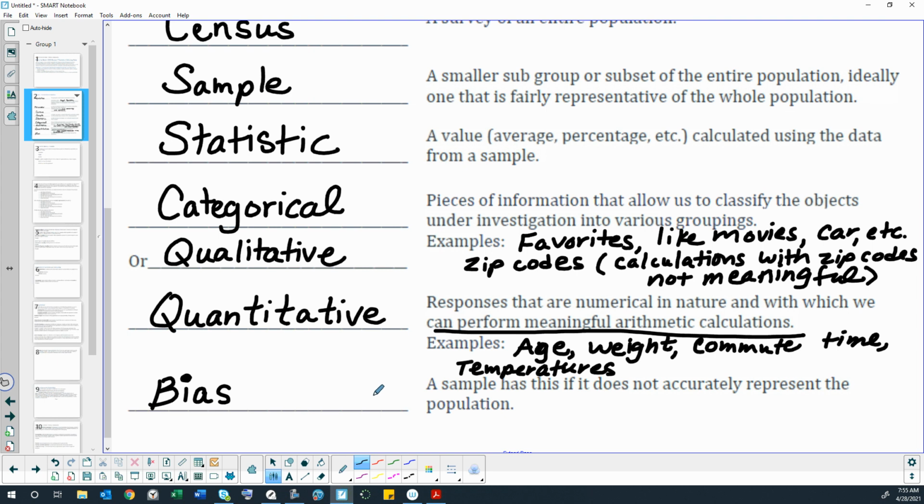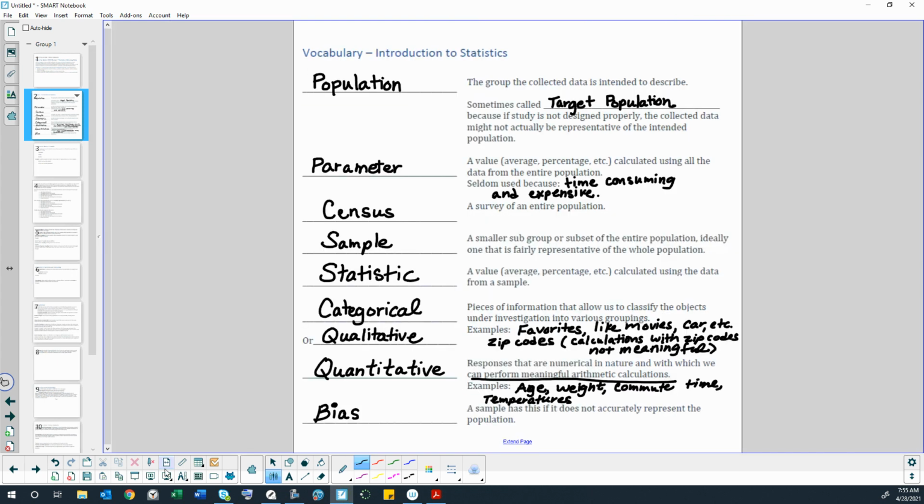Okay, any questions on any of these vocabulary words, anything you might have missed, understanding or wanting to know more about before we move on?